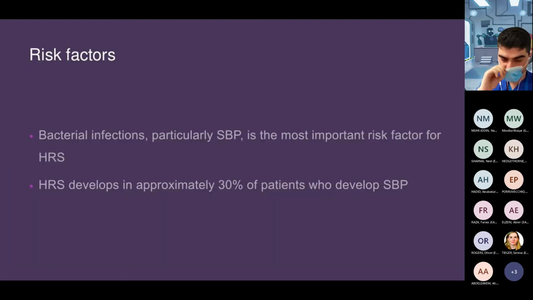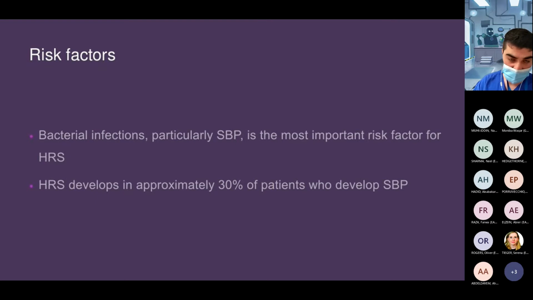Risk factors for developing hepatorenal syndrome. Obviously, anyone with advanced liver disease who presents with infections, particularly SBP, has a very high risk of developing HRS. So our protocol normally is that if you have a patient who has confirmed SBP, on day 1 and day 3 of their infection, we would give them a high volume of albumin regardless of their kidney function to prevent them developing HRS.